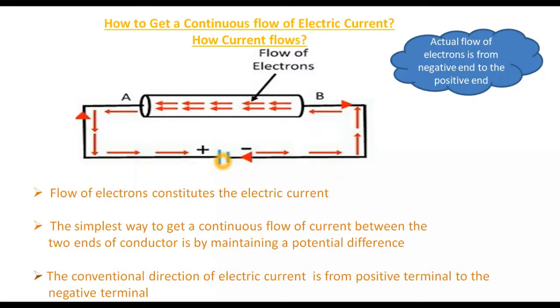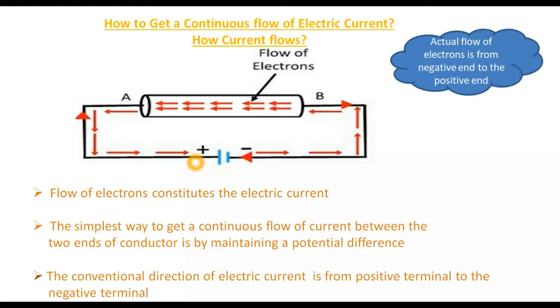Now let's talk about the direction of electric current. See, when electricity was invented a long time back, it was known that there are only two types of charges, positive charges and negative charges. But electrons had not been discovered at that time. So electric current was considered to be the flow of positive charges, because electrons were not discovered. So they thought that the electric current is due to the flow of positive charges.